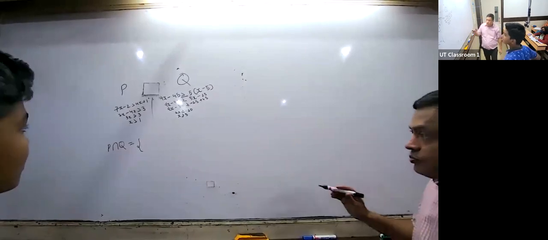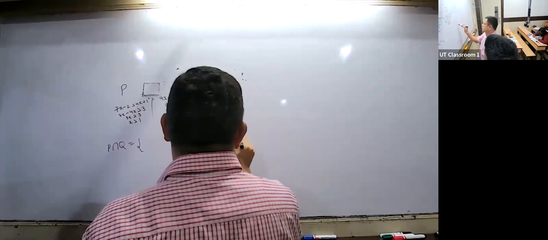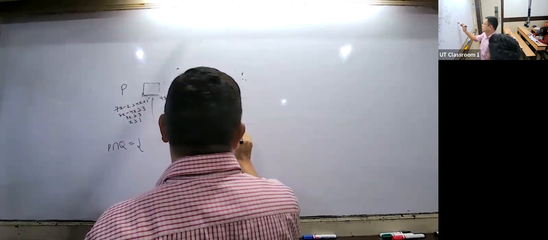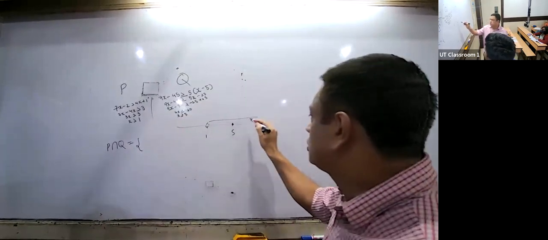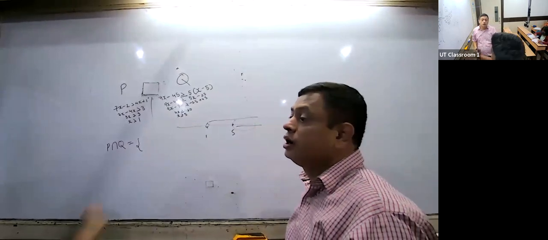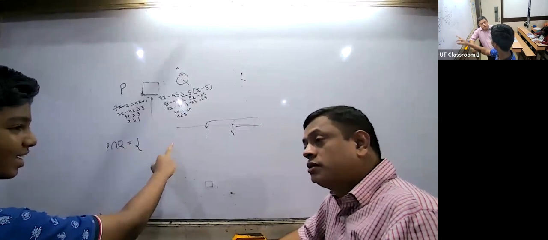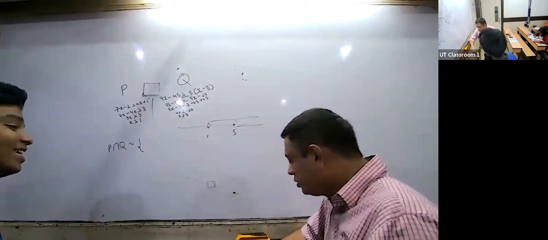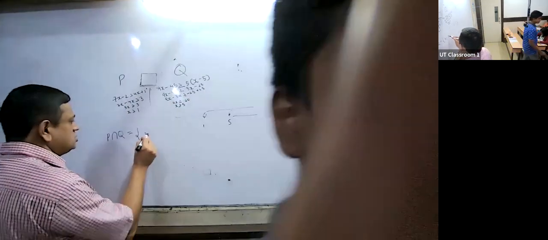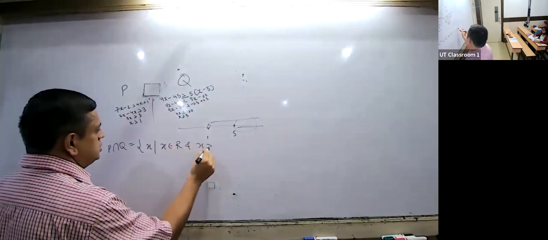If you don't have a problem, just see this one. 1, 5. Okay, this is not included, this is included. Which is the common region? This is going this side, this is also going this side. So this is the common region now. So it will come as x such that x belongs to R and x greater than or equal to 5.